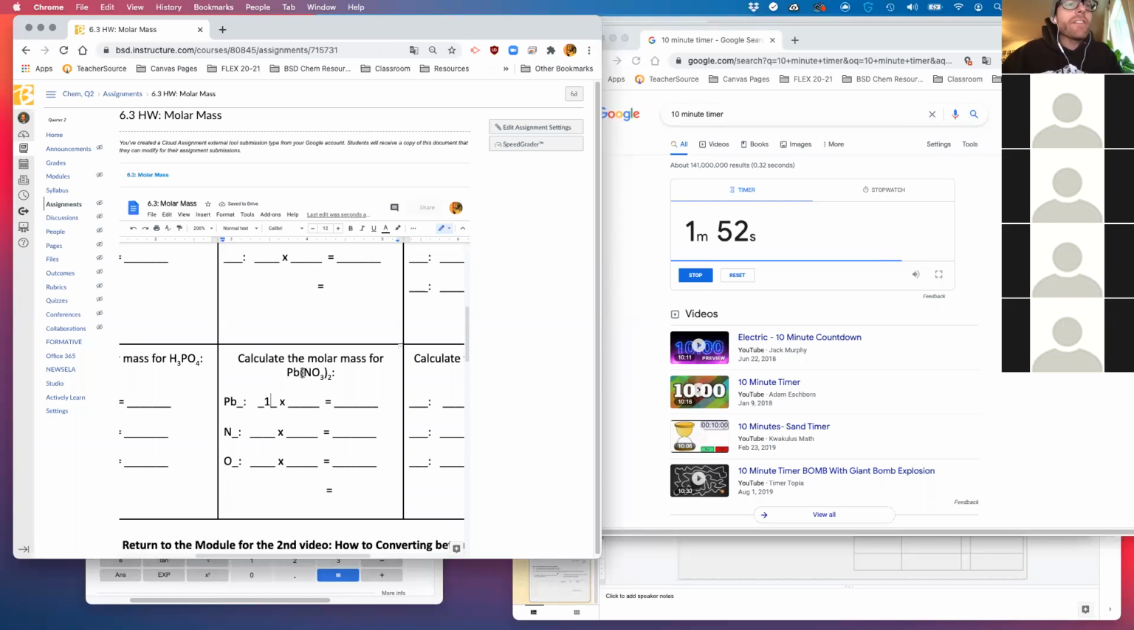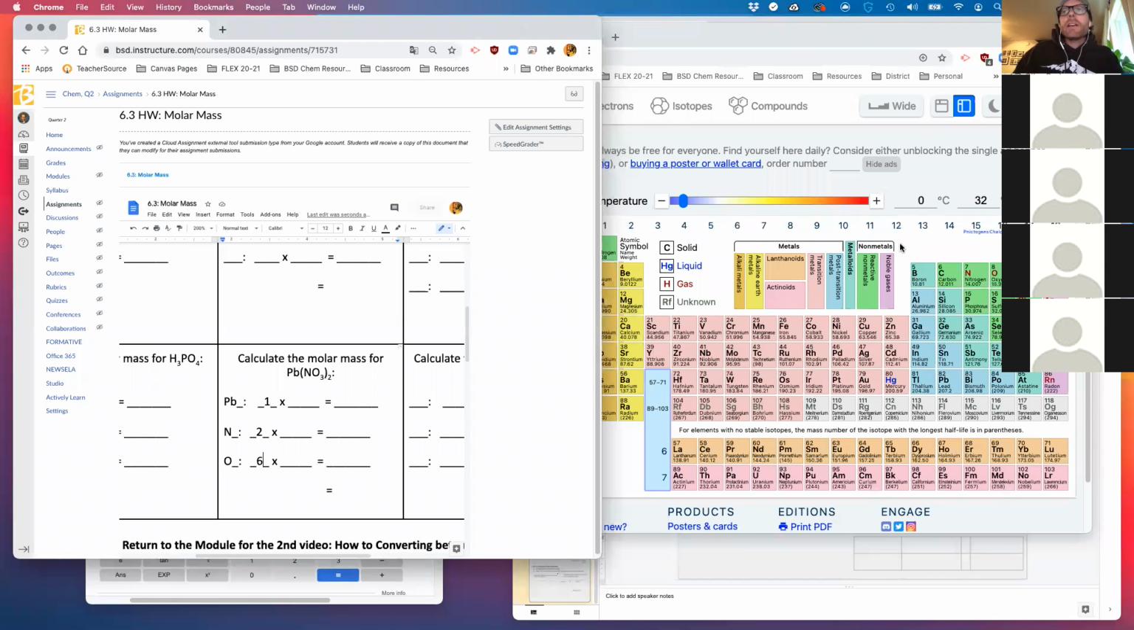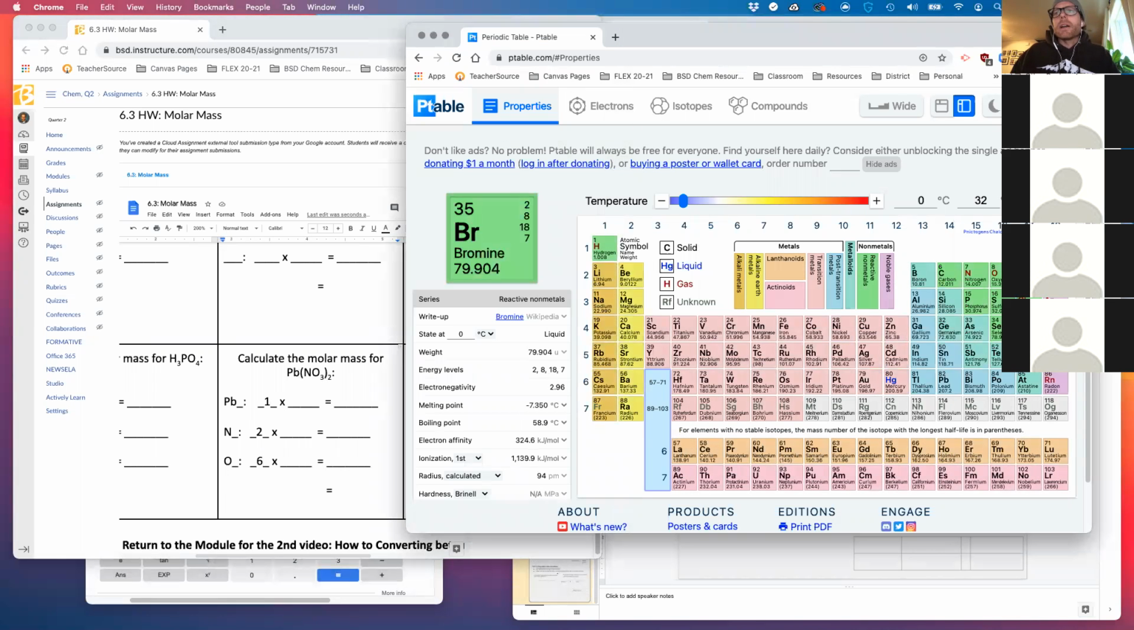But let's look at this. I have NO3. So NO3 is a polyatomic ion. So that means it's kind of stuck together. But I have 2 of them. Okay, so that means I don't just have 1 nitrogen. I have 2 nitrogens. And that means I have 3 times 2, I have 6 oxygens. Okay, so it's a little tricky because you need to know the correct number for each one. So now I can look up all of my different ones.